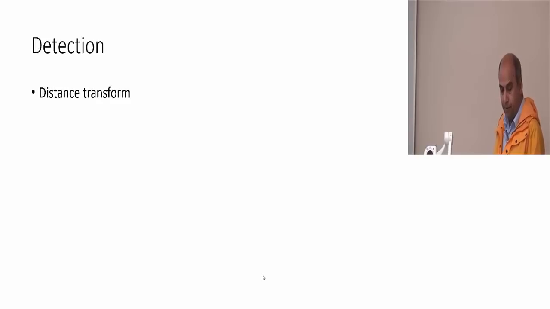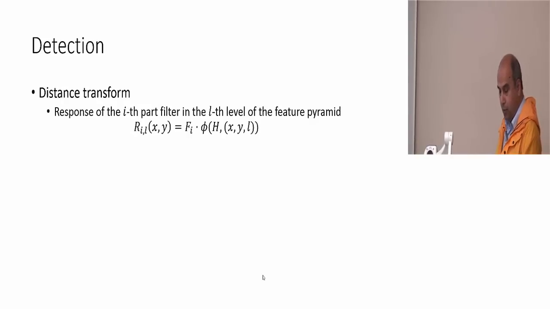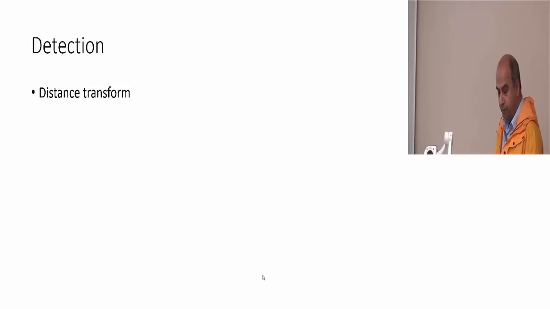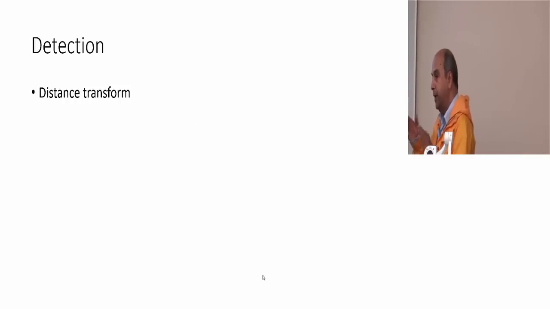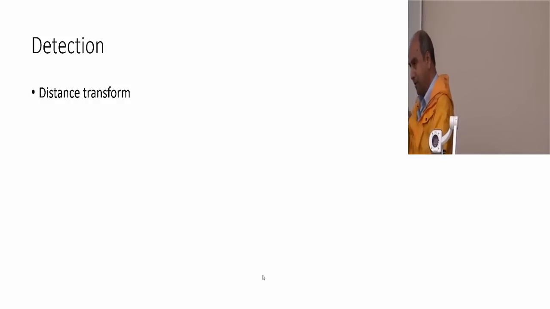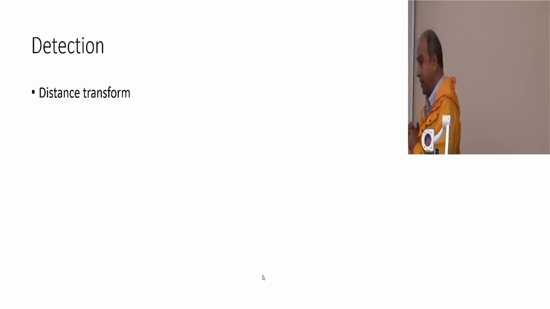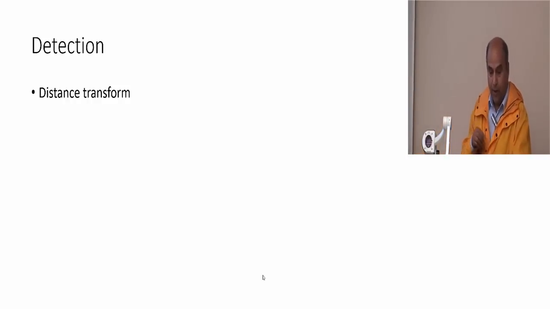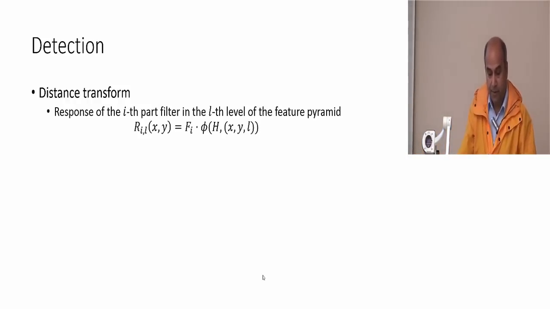So we'll do the distance transform. Right now we have assumed that we are doing detection. So magically we have done the training. We have the root filters, we have the part filters, and we have the deformation costs, everything. We are talking about the detection, and about how we can use the distance transform to do it quickly and efficiently.